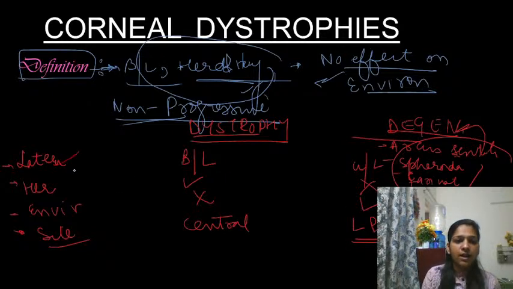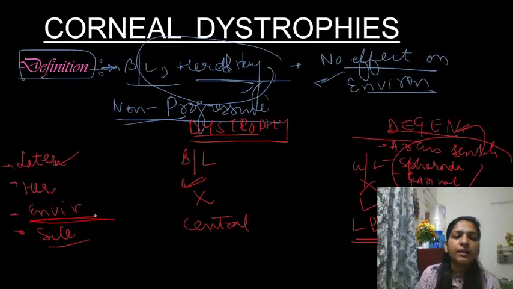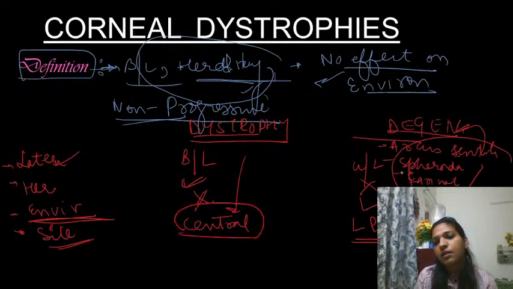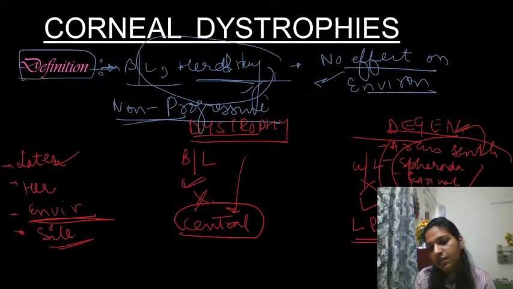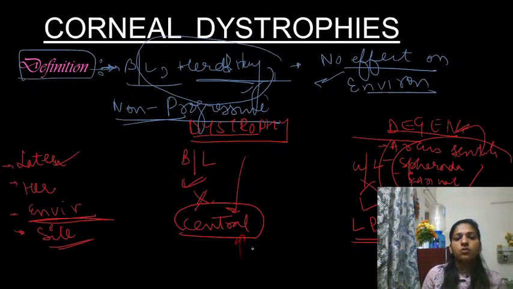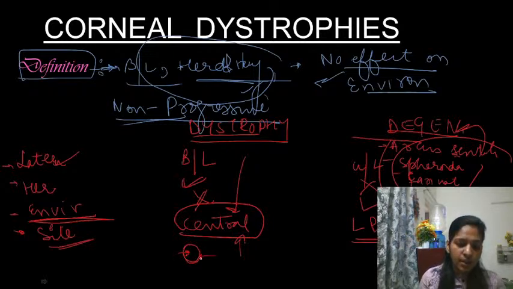So laterality, bilateral; hereditary, effect on dystrophies, not on degenerations. Environmental factors, no effect on dystrophies but have effect on degenerations. And site, dystrophies are central and degenerations are peripheral. So blood supply has effect on peripheral degenerative lesions, no effect of vascularization on dystrophies, as limbal vessels are nearer to the peripheral part as compared to the central part. So limbal vessels will have effect on the degenerations but no effect on dystrophies.